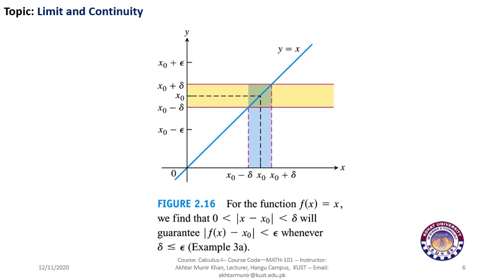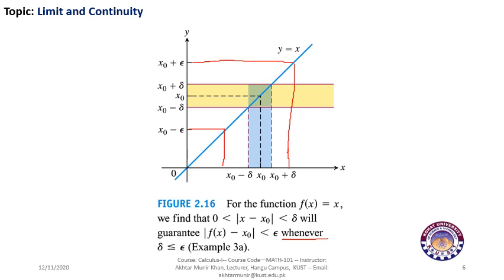For instance, for this epsilon, we can also select the delta to be equal to epsilon, but as we know that if this inequality holds for a larger delta, then it will surely hold for a smaller delta as well. So that is why we have mentioned over here that for the function f of x equal to x, we find that 0 is strictly less than the absolute value of x minus x naught, which is less than delta, will guarantee that the absolute value of f of x minus x naught is less than epsilon whenever delta is less than or equal to epsilon.